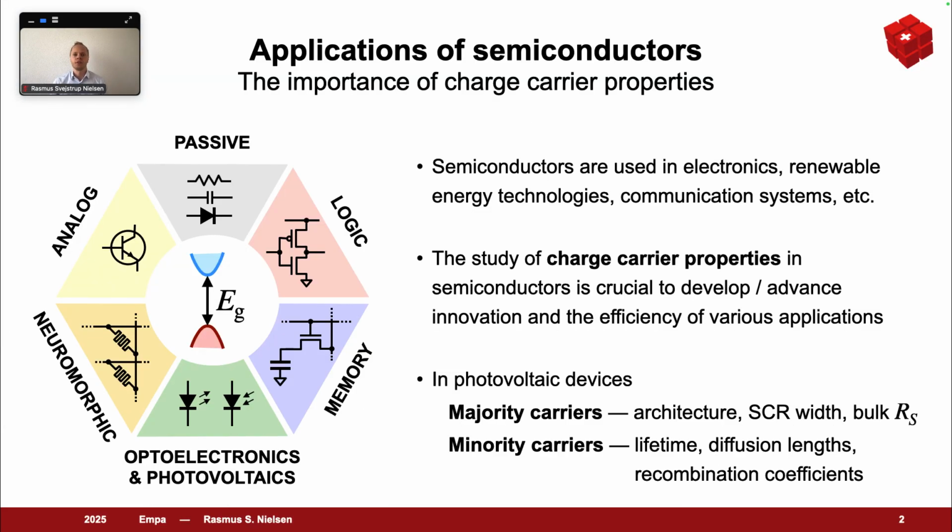We use semiconductors in a wide range of different applications, but we need to understand the properties of both types of charge carriers in order to advance the efficiency of a given application, as well as develop new devices. If we take the example of photovoltaic devices, it is the majority carriers that determine the optimal device structure, the space charge region width, and the bulk series resistance. The minority carriers, on the other hand, determine other key parameters such as the lifetime, diffusion lengths, and recombination coefficients.